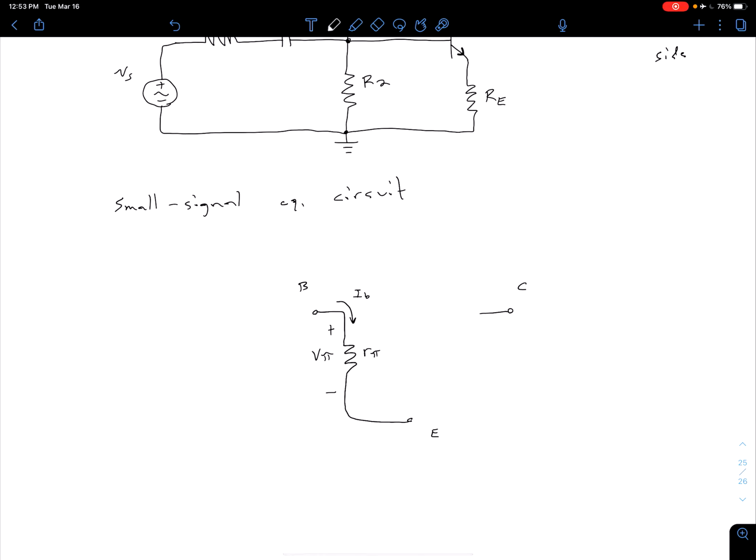We also have a dependent current source between our collector and emitter. The current is directed from the collector towards the emitter, and this is going to be beta times IB. And so in this case, we're going to neglect the early effect just for simplicity. Of course, we can add that in pretty easily just by adding our R naught in parallel with RC, as we'll see here in a little bit. Another way to say that is our R naught is equal to infinity, so we just treat that like an open circuit.